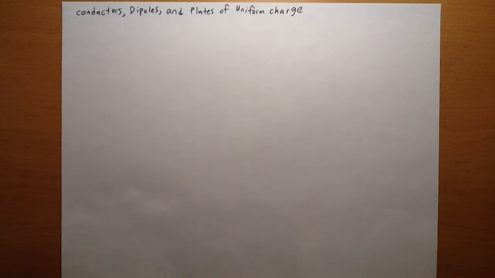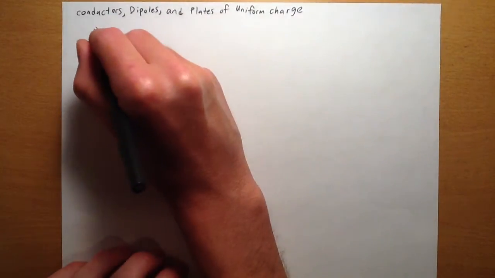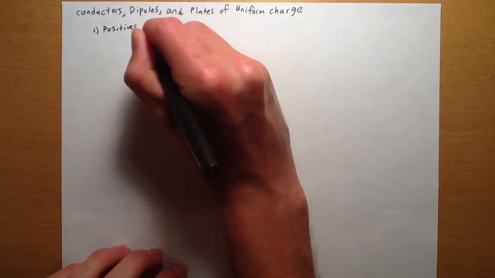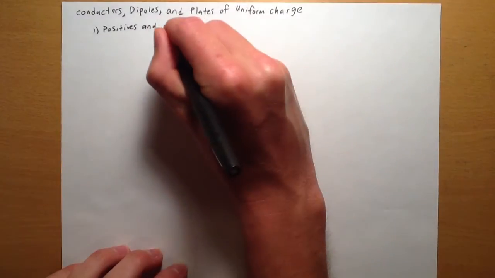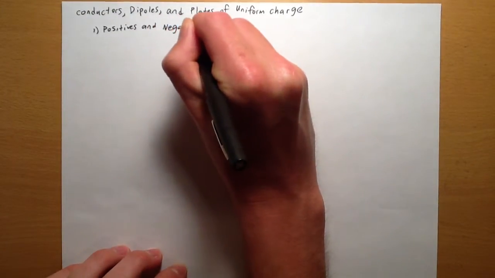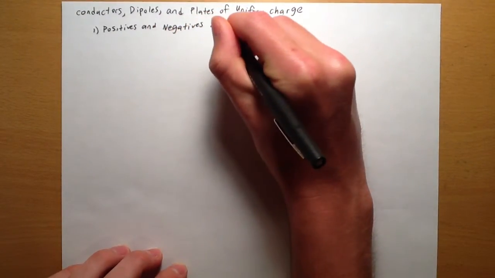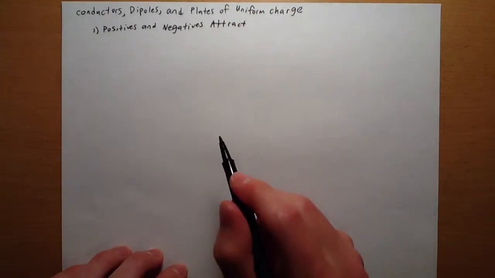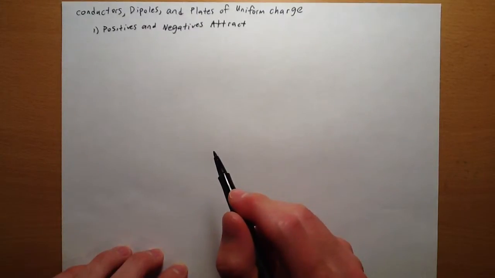As you remember from our previous discussion, positives and negatives attract. So let's go back to our example of electric fields.